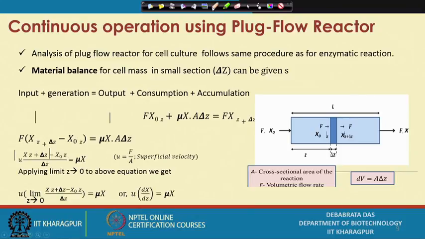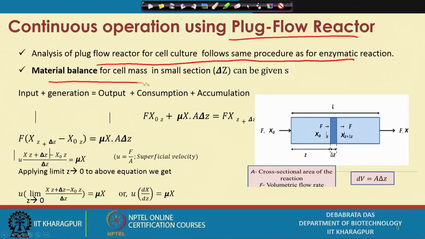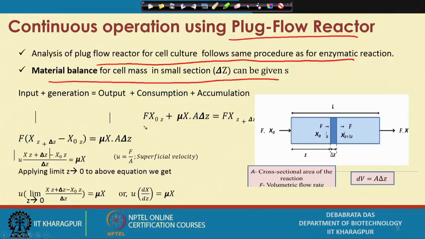Now, let me explain how we can analyze the plug flow reactor. It is similar to the plug flow reactor we discussed during the enzymatic reaction. The analysis of the plug flow reactor for culture follows the same procedure as the enzymatic reaction. The material balance in the section is like this. I told you this is a kind of tubular flow, and plug flow is a kind of piston flow. Here, F is the flow rate, and at z we have x0, and at z plus delta z we have x. This is the input, then the rate of growth of the cells, which is the generation of the cells, and then the output. We can assume the consumption, and under steady state condition the accumulation is equal to 0.